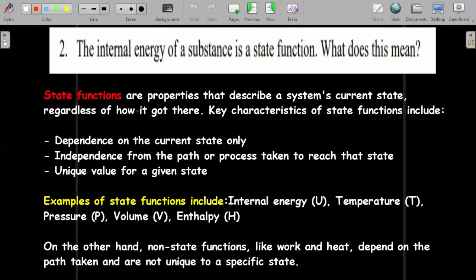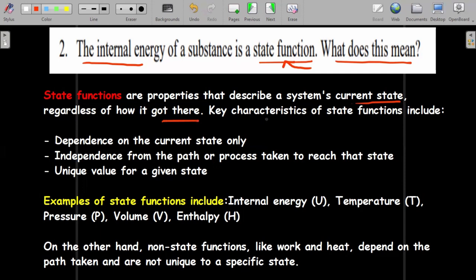We go to question number two. They're saying the internal energy of a substance is a state function. What does this mean? They are simply asking us to explain what a state function is. In my explanation, I was saying state functions are properties that describe a system's current state, regardless of how the system got to that state.